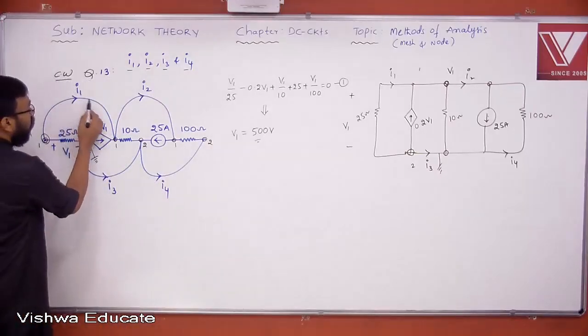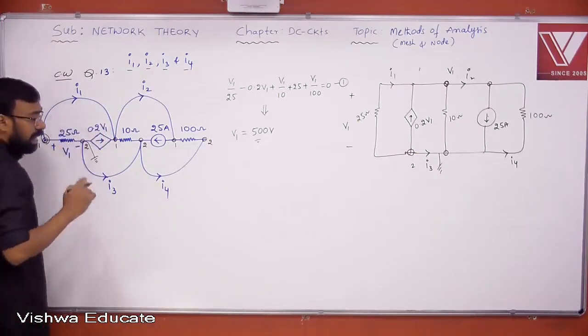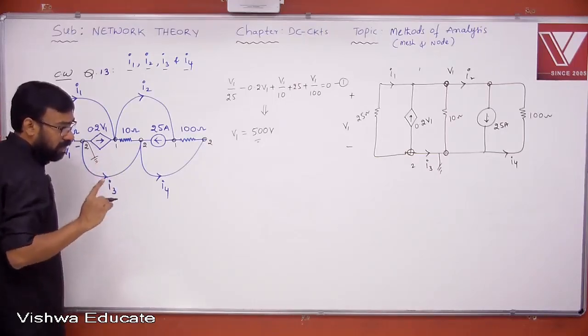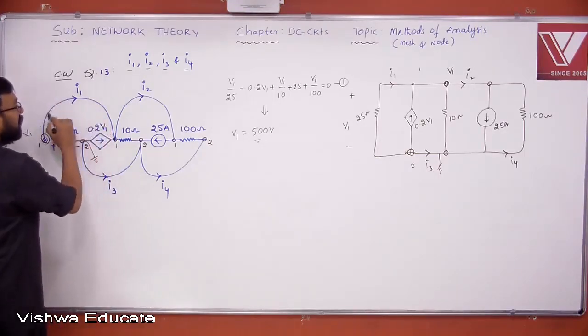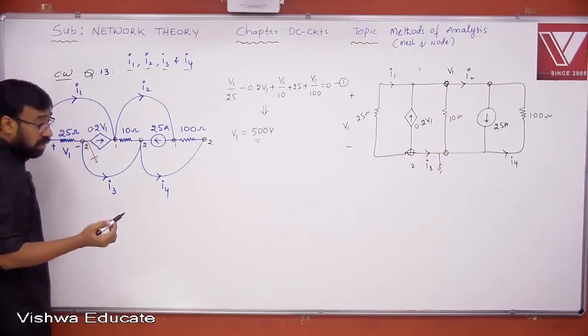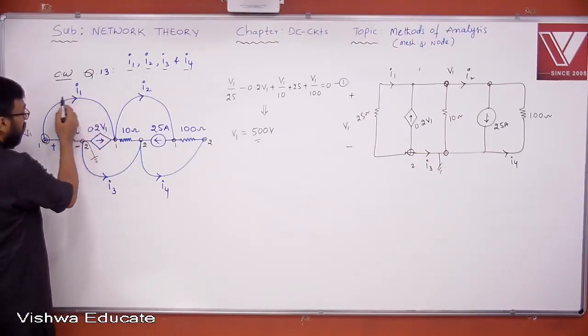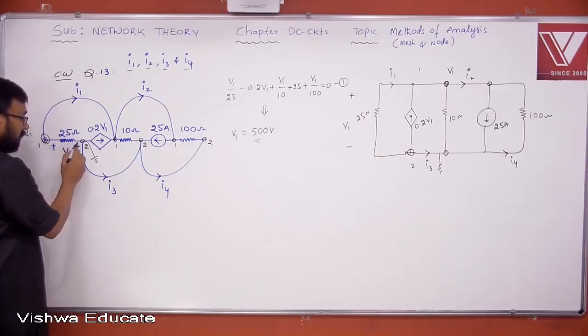I1 is the current flowing through this path. Tell me, what is the procedure to find current through a path? If that path has a resistor, Ohm's law, otherwise KCL. Does it have any resistor here? Yes, there is a resistor.